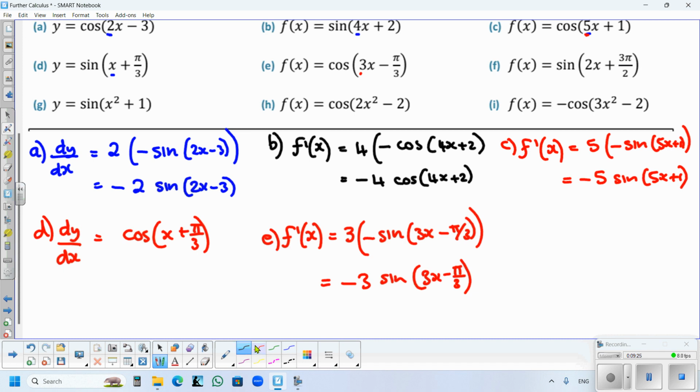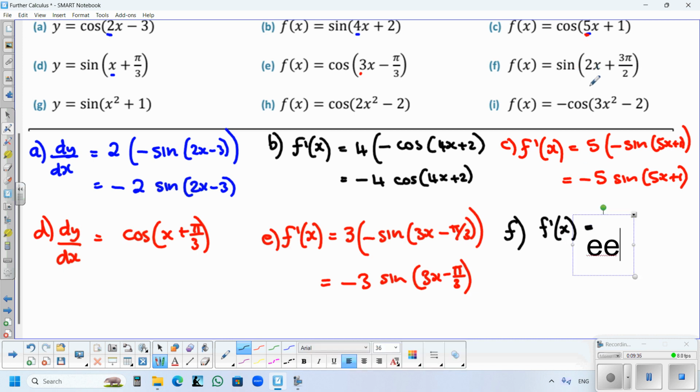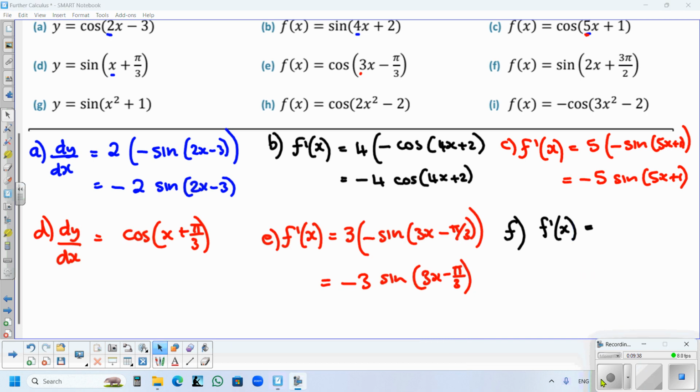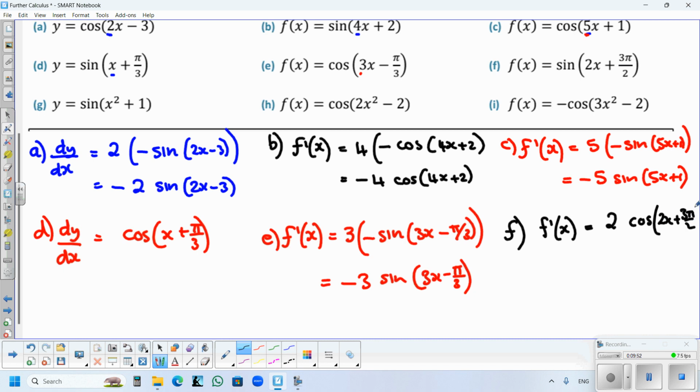Next one we've got is part F. So we've got f dash x. We've got sine, the number in front of the x is 2, so it's going to be 2. And the derivative of sine is cos, so it's going to be 2 cos. And the angle is 2x plus 3 pi over 2. Don't need to tidy that up, that's fine.